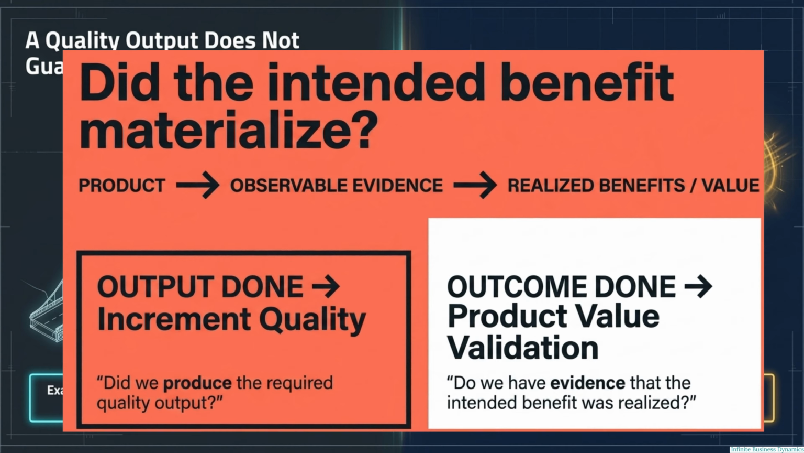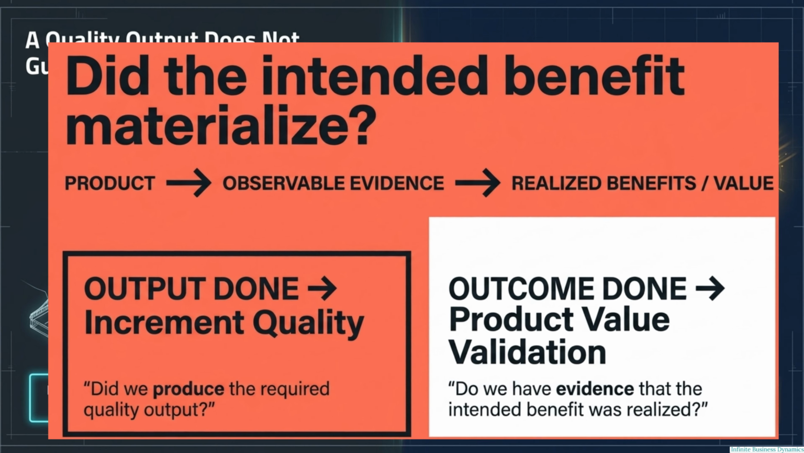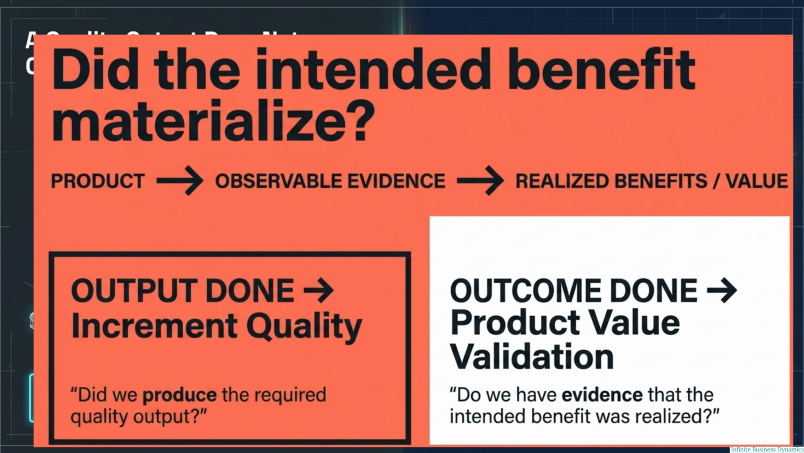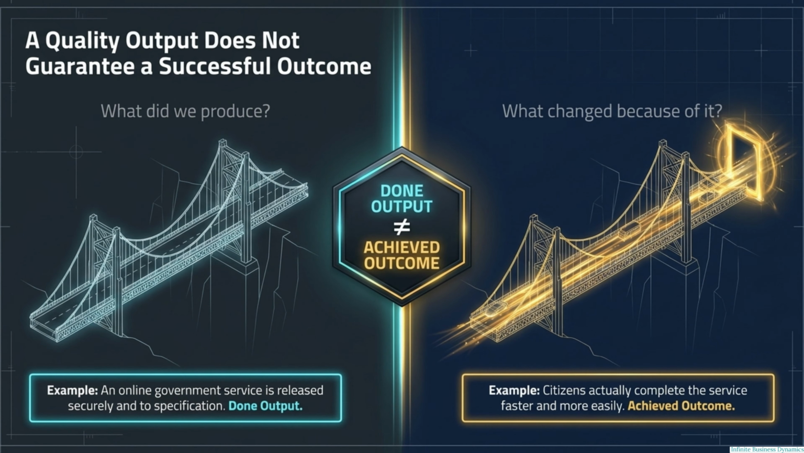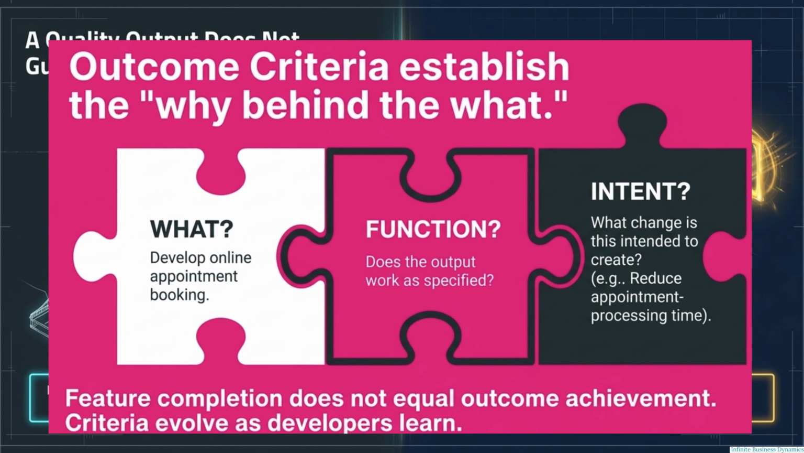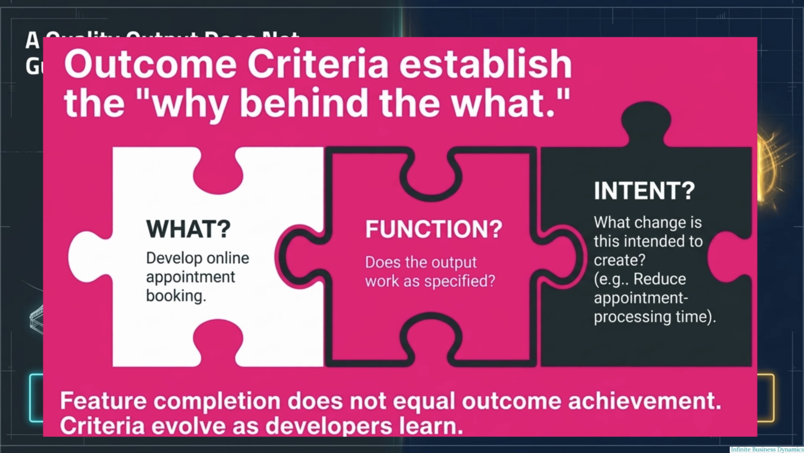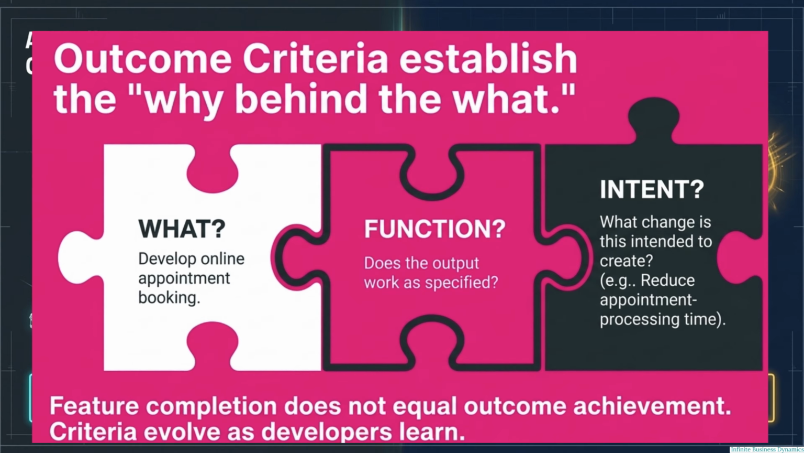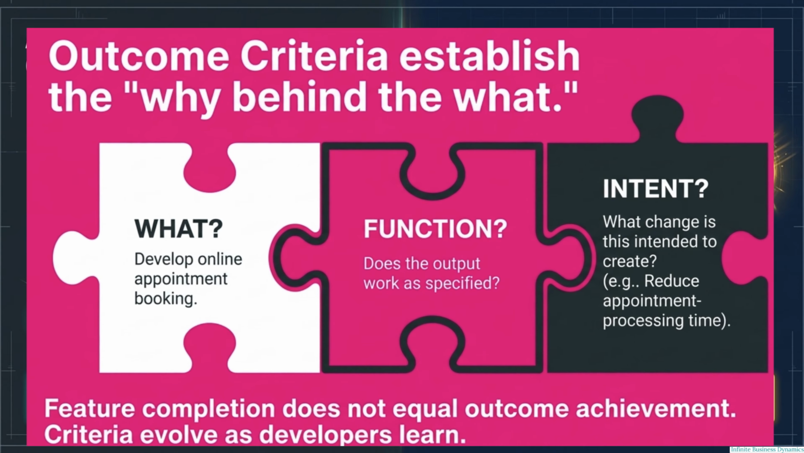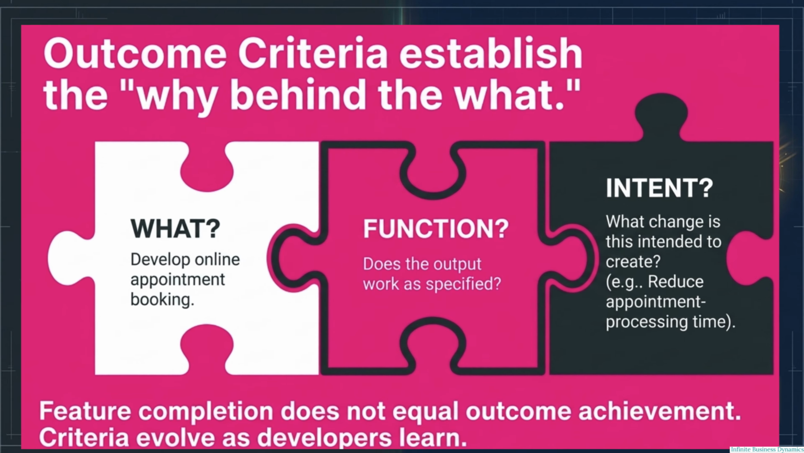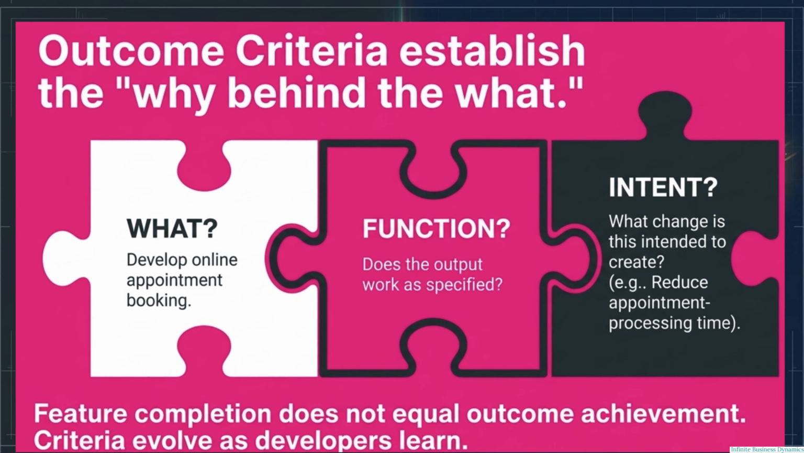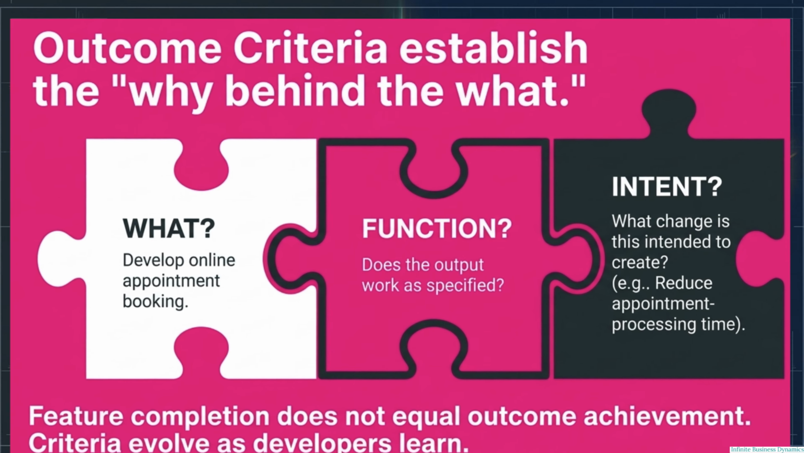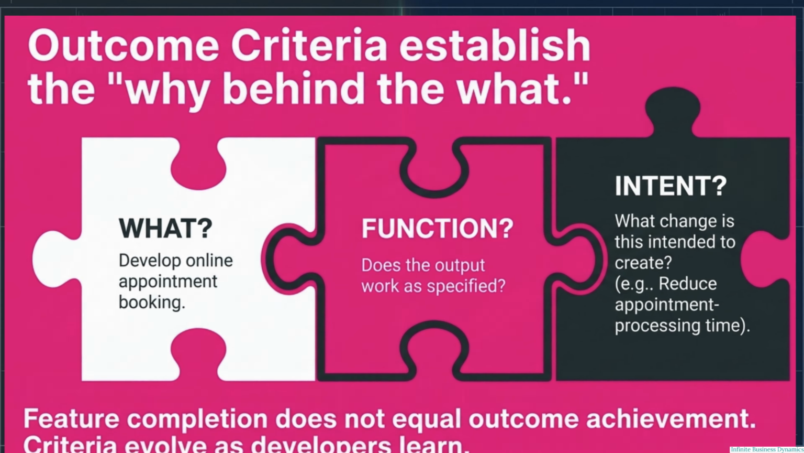And here is why that matters. A quality output absolutely does not guarantee a successful outcome. Let's take a government service rollout as an example. Releasing an online portal securely and perfectly to specification, well, that's a done output. But if citizens don't actually complete their tasks faster and more easily using it, you haven't achieved your outcome. A perfectly secure platform means literally nothing if the users don't achieve their desired result.